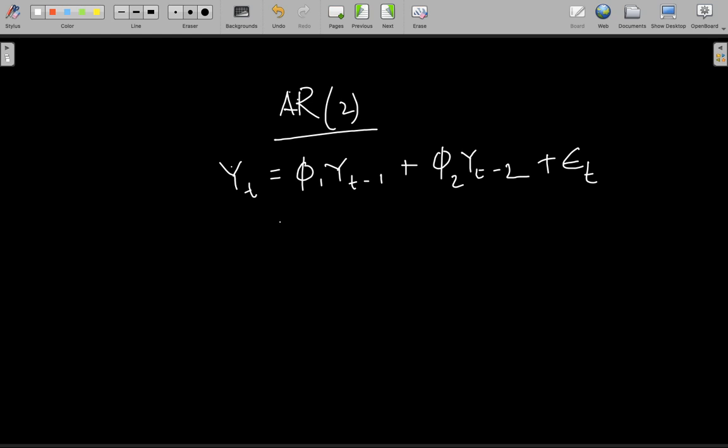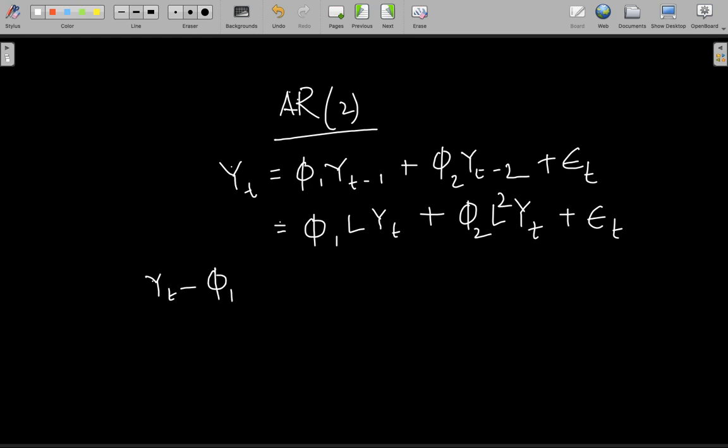Now, I know the use of the lag operator, and that is going to be important when we actually get this characteristics polynomial. So what I can write here is phi1 L Yt + phi2 L square Yt + my epsilon t. Now I will take all the Yt terms on the left hand side. So I can write Yt - phi1 L Yt - phi2 L square Yt is equal to my epsilon term.